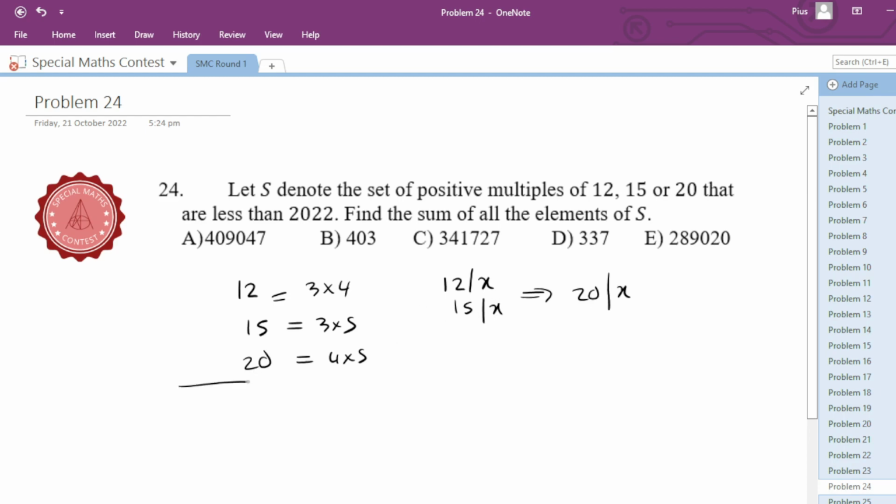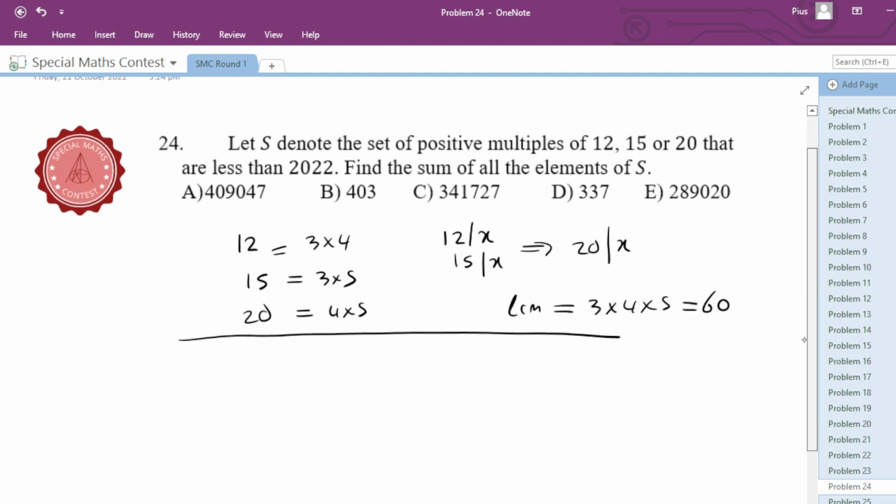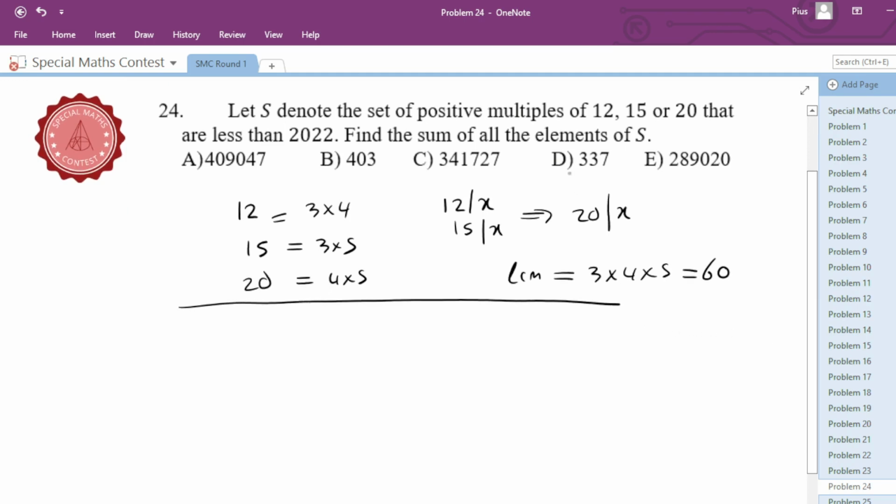So in terms of counting the multiples, we'll consider all the multiples of 12, then separately the multiples of 15, and then all the multiples of 20. Of course, there is going to be some double counting, which will come from those that are multiples of at least 2. That means they are multiples of all 3, and that will be the LCM, which is 3 times 4 times 5, that's 60. So any repetition is going to be a multiple of 60. So we have 4 major calculations to do.